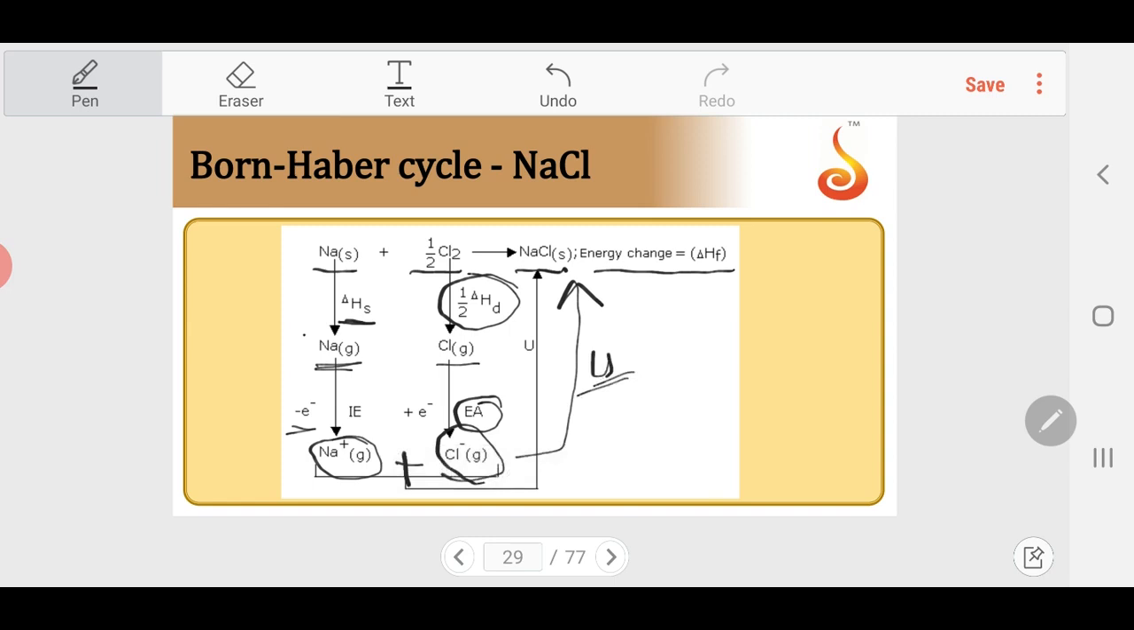So if I take Hess's law of constant heat summation, this delta HF should be equal to delta HS plus IE1 plus half of delta H dissociation plus EA value plus U. So I can find out U because I know all the other values. This is how we theoretically calculate the lattice energy of any crystalline substance.